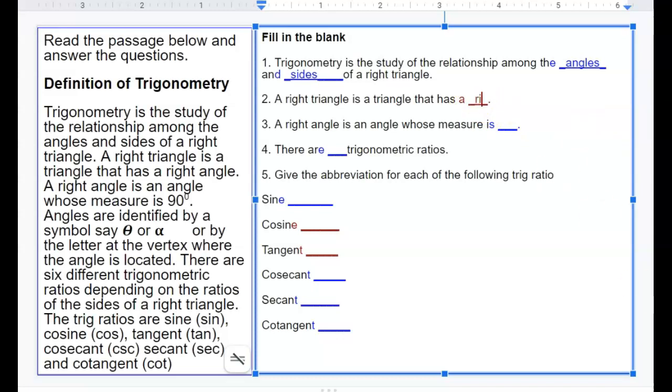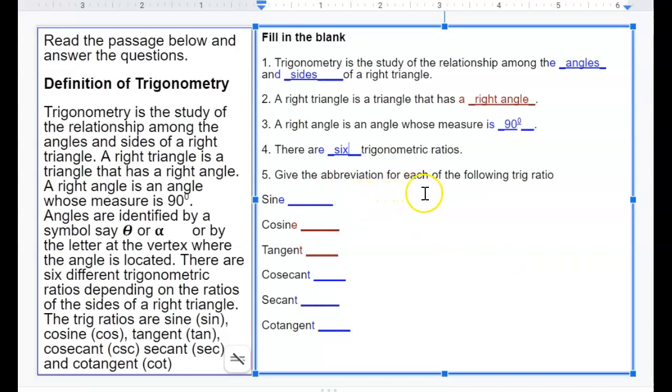Has a right angle. A right angle is an angle whose measure is 90 degrees. So you type your 90. To get the degrees, you hold down the control key and press dot. Then type your 0. That's how you get the degree. There are blank trigonometric ratios. There are 6 of them. So there are 6 trigonometric ratios.